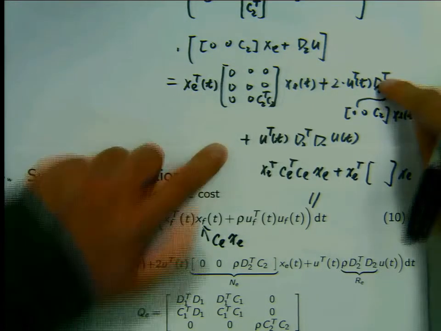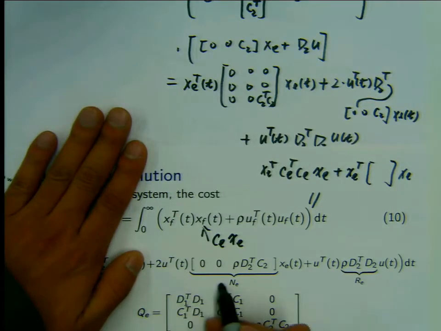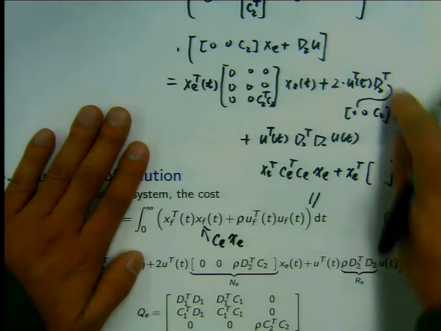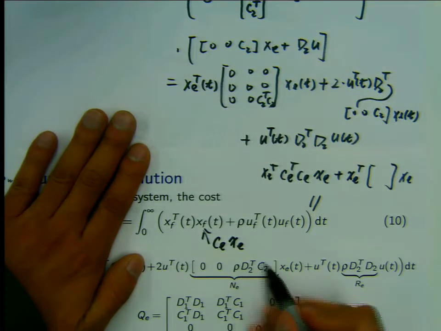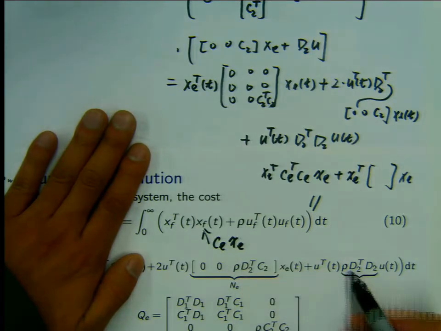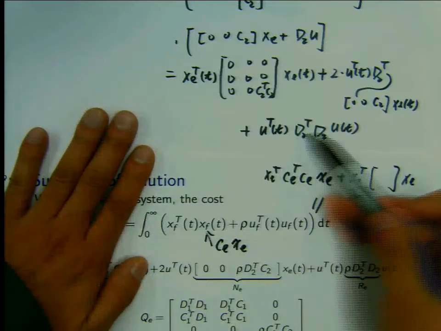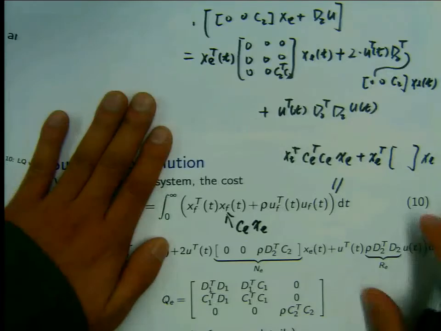Then plus these two extra terms, which are written here: 2UT times D2 transpose times this guy, which is exactly here, D2 transpose times C2. Then there's a scaling of rho here. And over here, I'm going to have D2 transpose D2, and then times the scaling factor rho here. Okay?